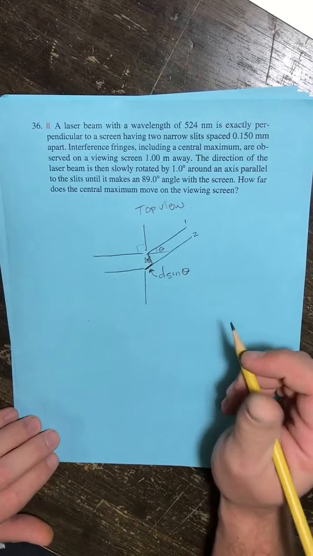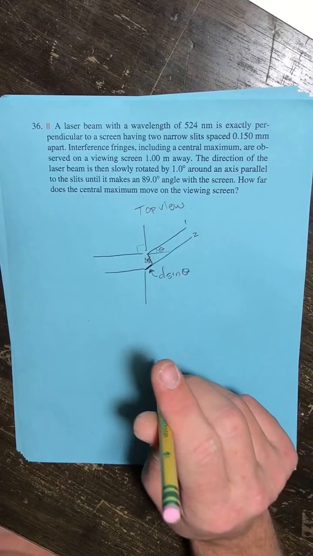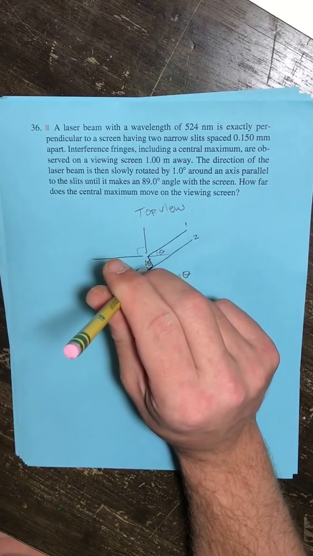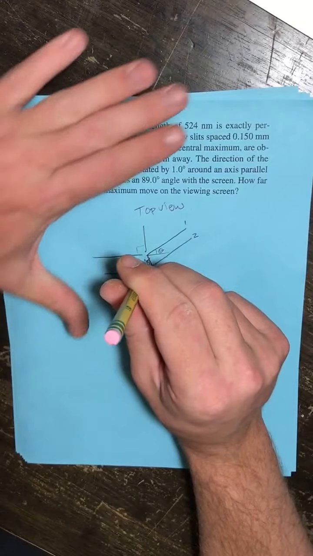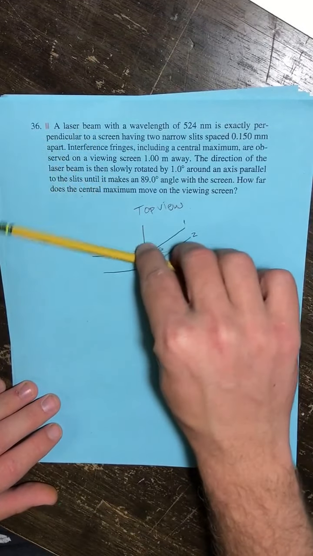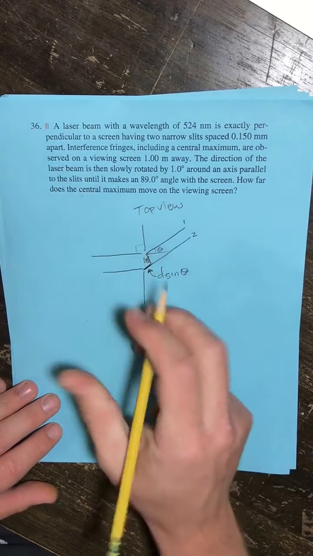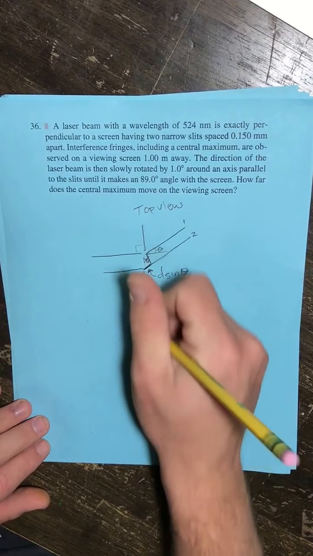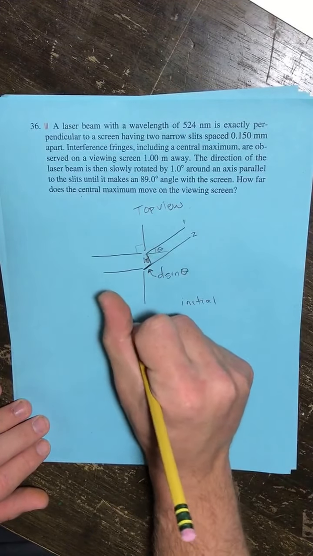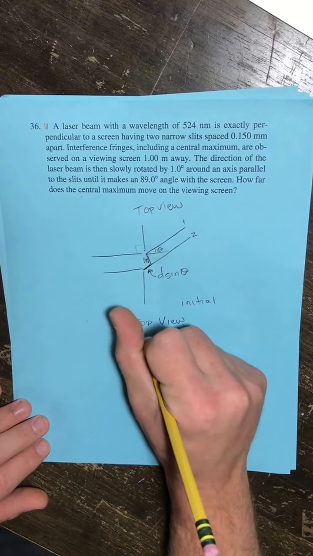Now the laser beam is rotated by 1 degree around an axis parallel to the slits. So if we imagine an axis coming straight out of the page, we are rotating the laser this way, and it's rotated by just 1 degree. So let's go ahead and draw that picture. This is the initial picture, and then the picture after rotation, once again the top view.